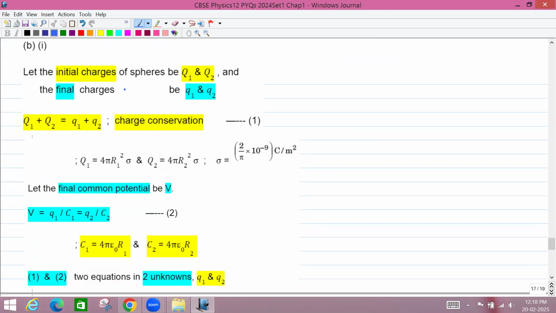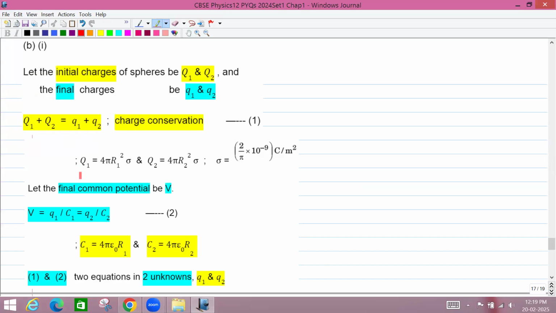So let the initial charges on the spheres be capital Q1 and capital Q2. Once they are connected by a thin wire, the charge will get redistributed, and let the final charges be small q1 on the first sphere and small q2 on the second. But since the charge is conserved, the initial total charge and the final total charge will be the same. So Q1 plus Q2 should be equal to small q1 plus small q2.